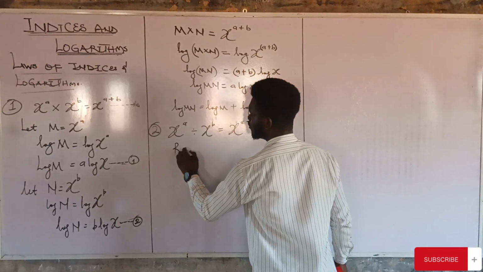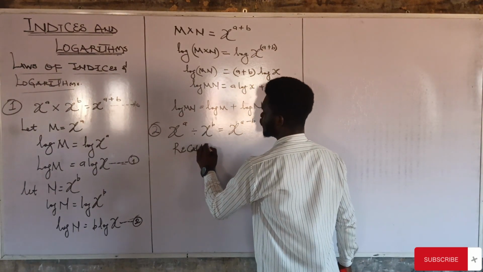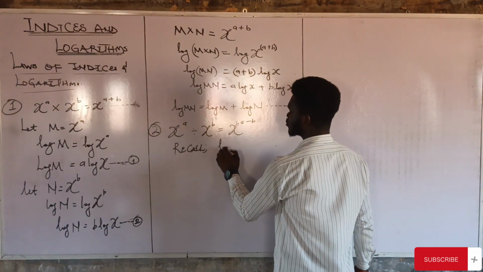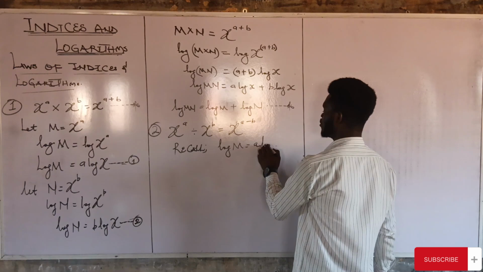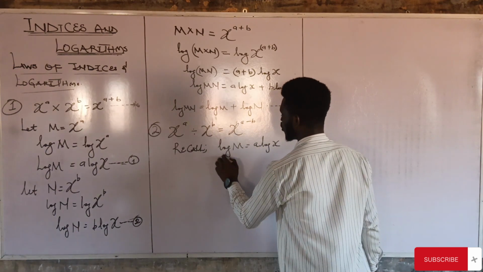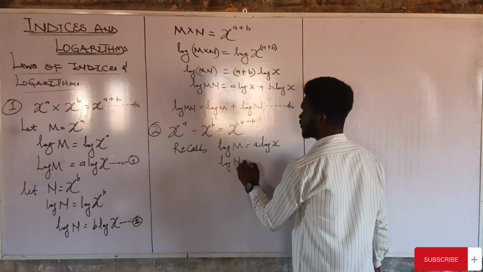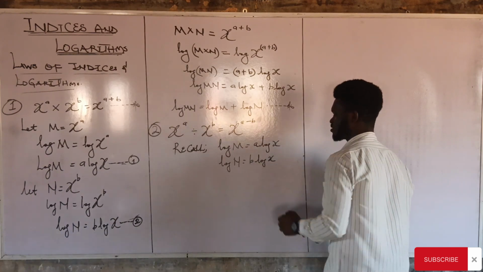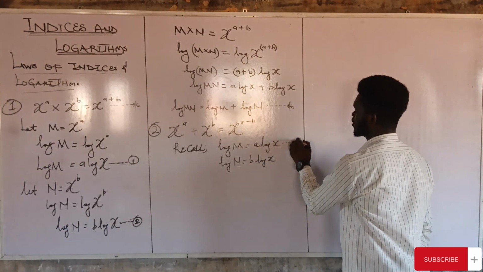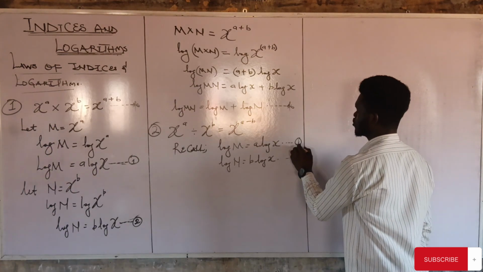So recall, we already have log m is equal to a log x, and log n is equal to b log x. So this was equation 1 and this was equation 2.